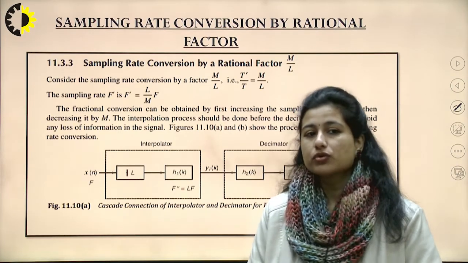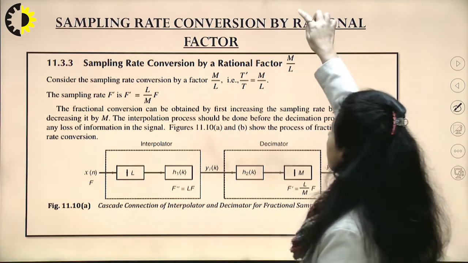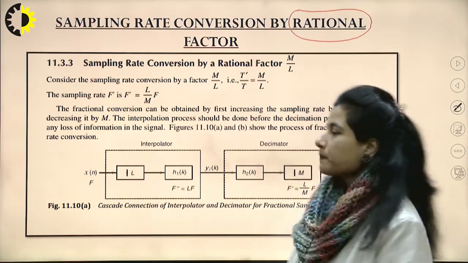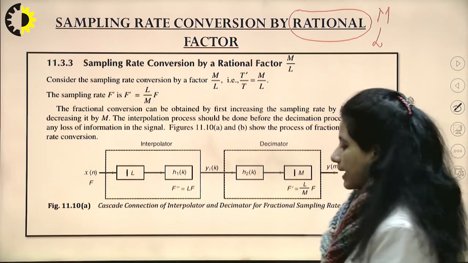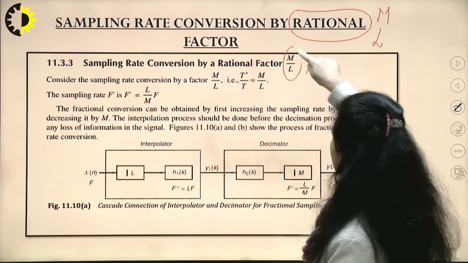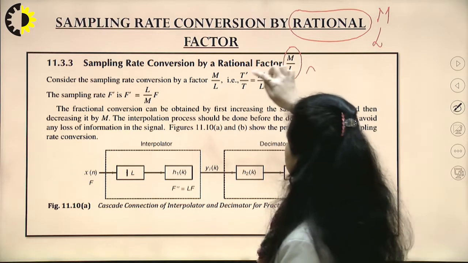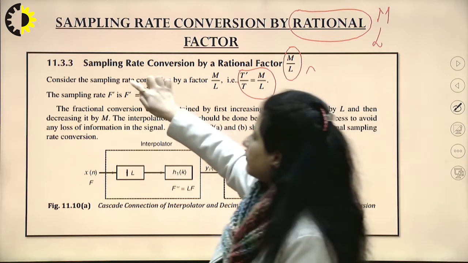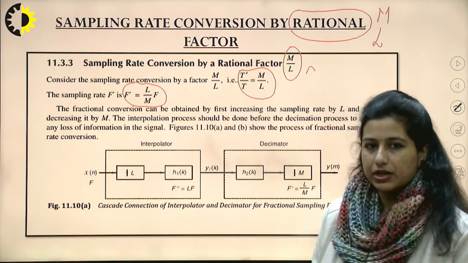Next, if I want to convert the sampling rate where the factor is now not an integer but a rational factor. Till now we were talking about M, which was an integer, and L, which was an integer, but now we'll be talking about a factor which is a ratio of M by L. So the time period would also change by a rational factor, and the frequency would be increased or decreased by a rational factor.